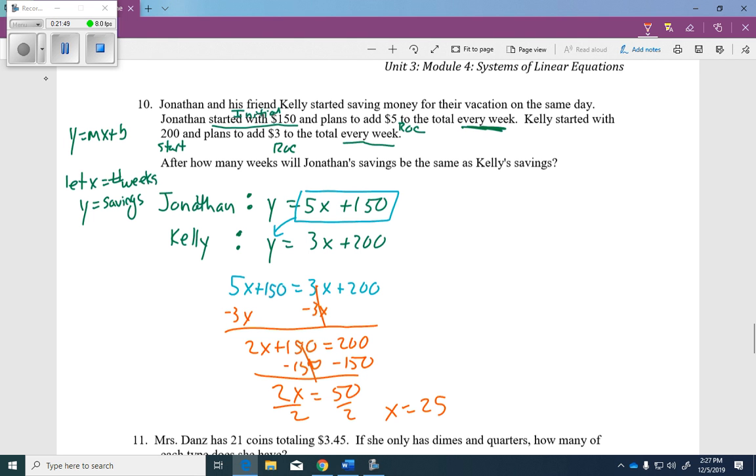And I found x is 25. So it's asking after how many weeks will Jonathan's savings be the same as Kelly's savings. So they're just asking for how many weeks. X is the number of weeks, so we could say their savings will be equal after 25 weeks.